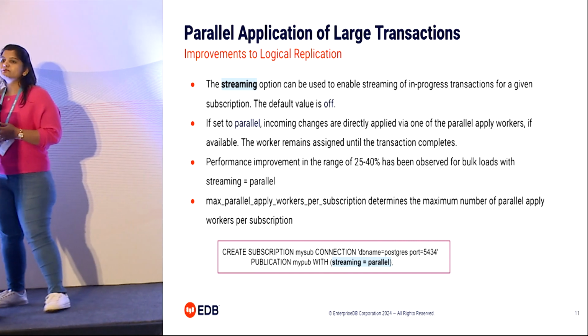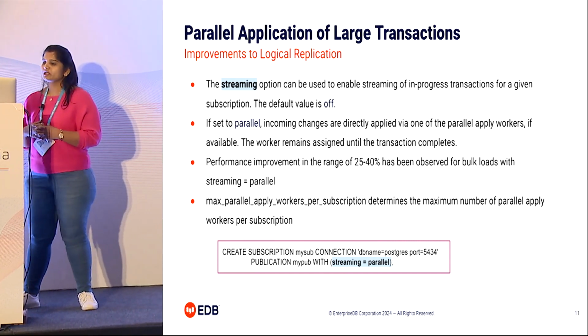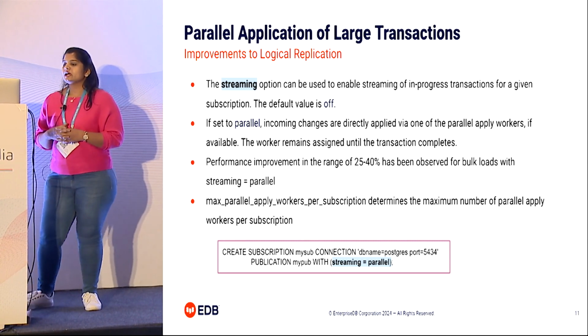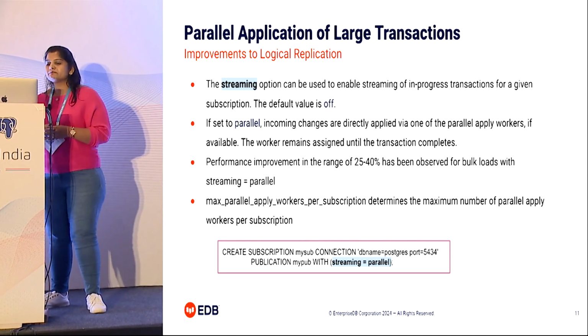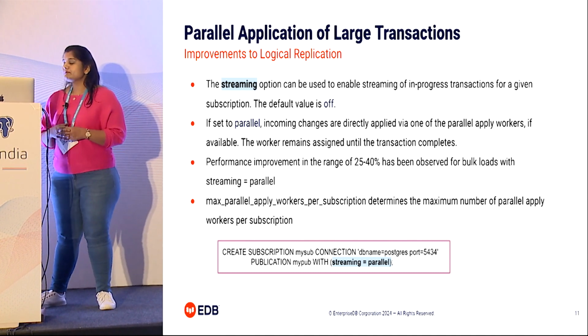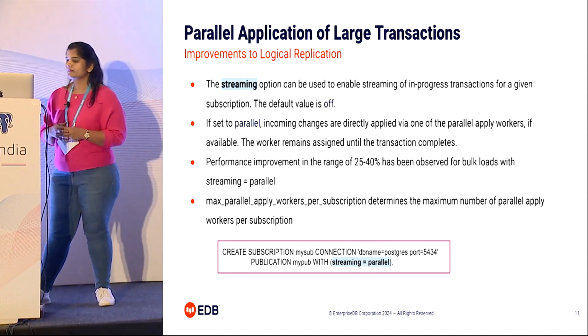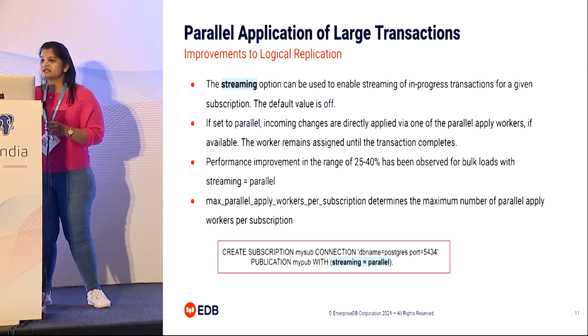Performance improvements in the range of 25 to 40% have been observed for bulk data streaming, and max parallel apply workers per subscription determines the maximum number of parallel apply workers for a given subscription. So this is the syntax to enable this option.